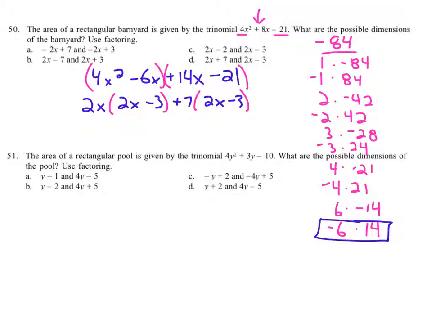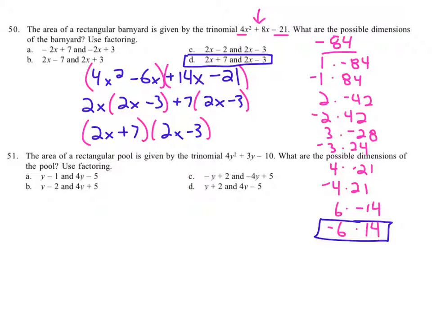So what do we get as a result? We take the two things that we factored out, the 2x and the positive 7, and they become one of the binomials. The thing that was left twice, 2x minus 3, becomes the other binomial. So 2x plus 7 times 2x minus 3. Where do we see that answer? D.